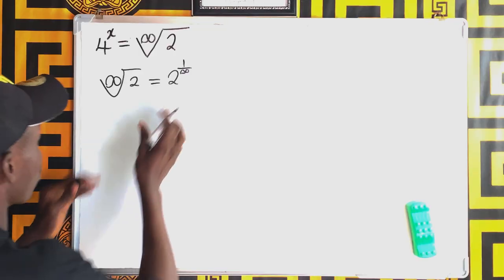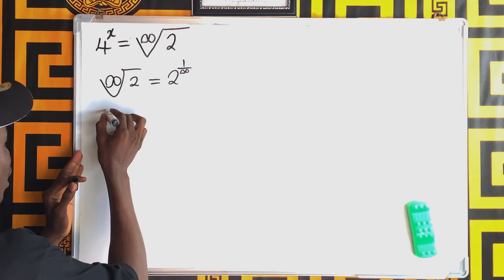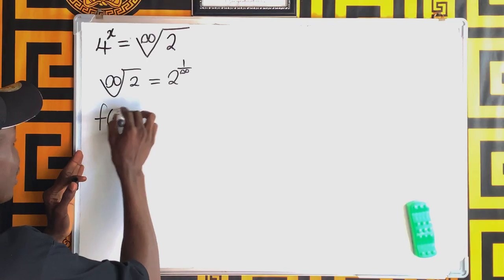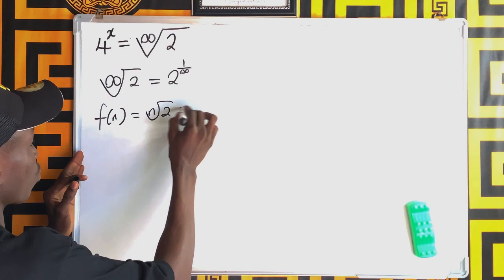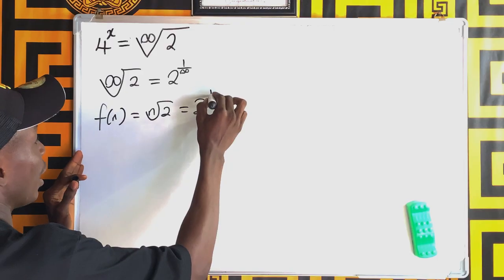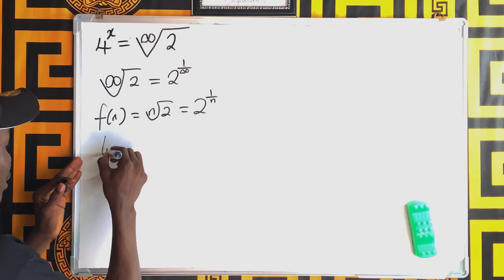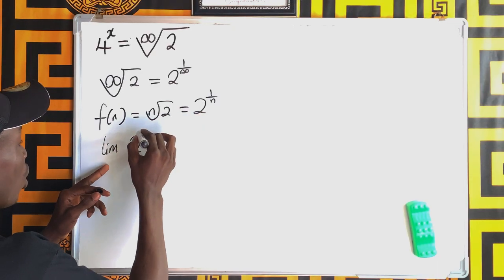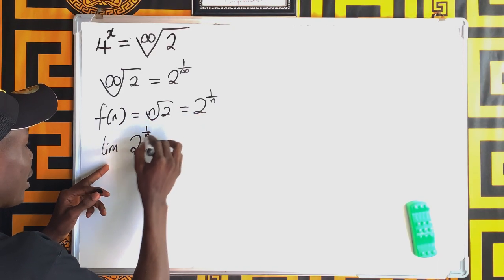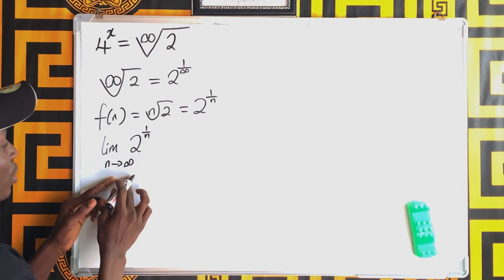Now, if we put this in a function, f of n is equal to the n root of 2, which is equal to 2 raised to 1 divided by n. And if you have that, the limit of this function, 2 raised to 1 divided by n, let's say that our n tends to infinity. What will be the outcome here?